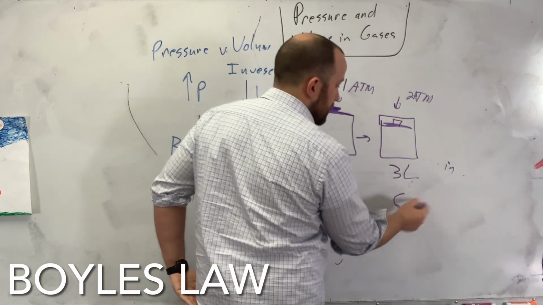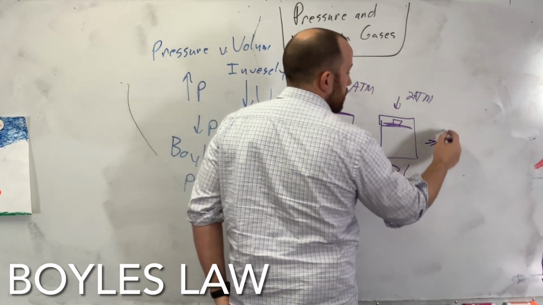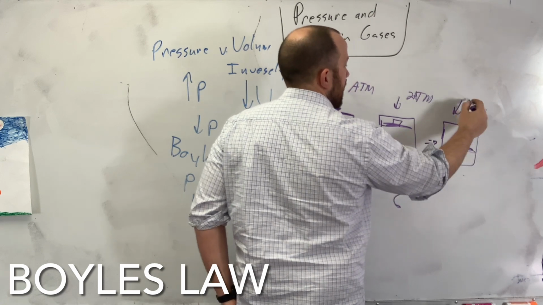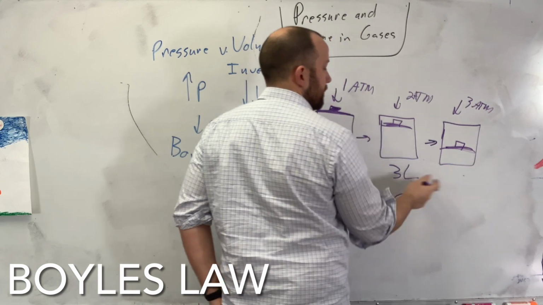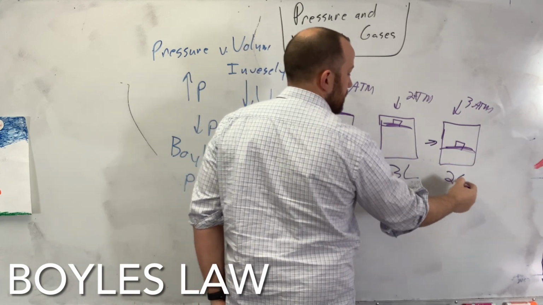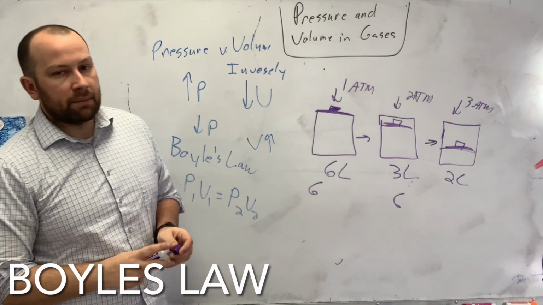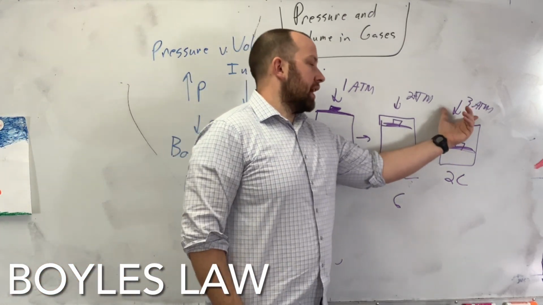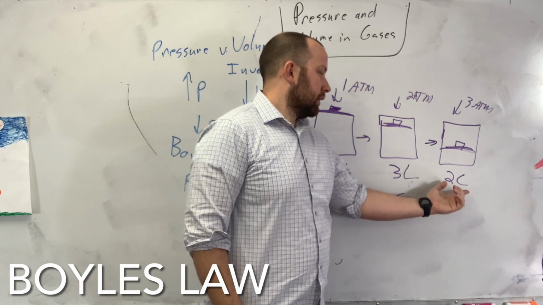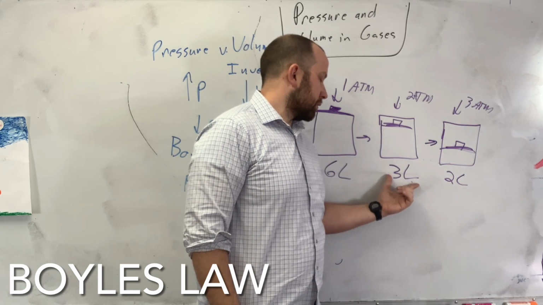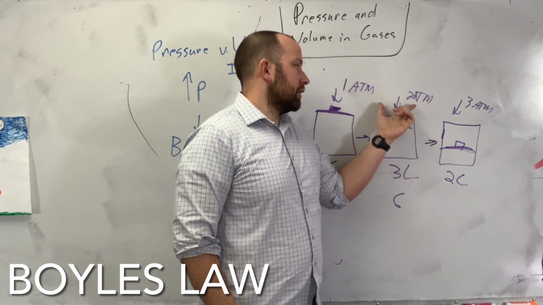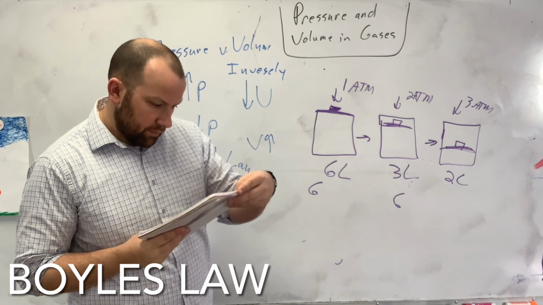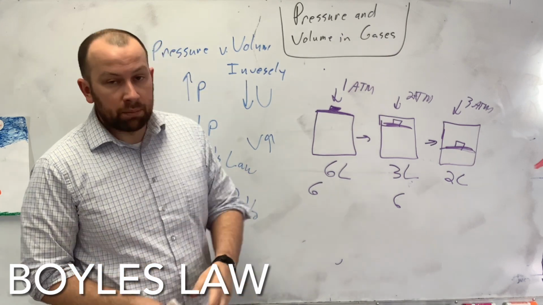2 times 3 is 6. Then I apply more pressure to it. I apply 3 atmospheres. What would my volume be then? Well, my volume then is 2 liters. So the more pressure I apply, the volume goes down. Now if you look at it the other way, if I have 3 atmospheres and 2 liters, and I increase my liters to 3, that means my atmospheres have to go down. We're going to do a couple examples of this now.